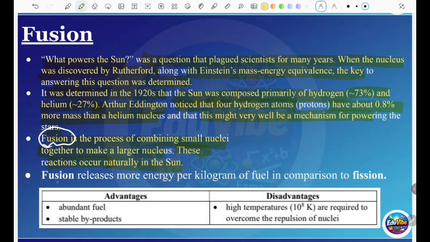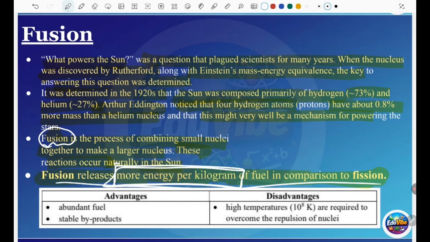Another point, which I told you, is to be careful with fusion: fusion releases more energy per kilogram of fuel. So again, more energy per kilogram, while fission releases more energy per reaction. This is per kilogram of fuel in the presence of fusion. So you have to take care of this line too.